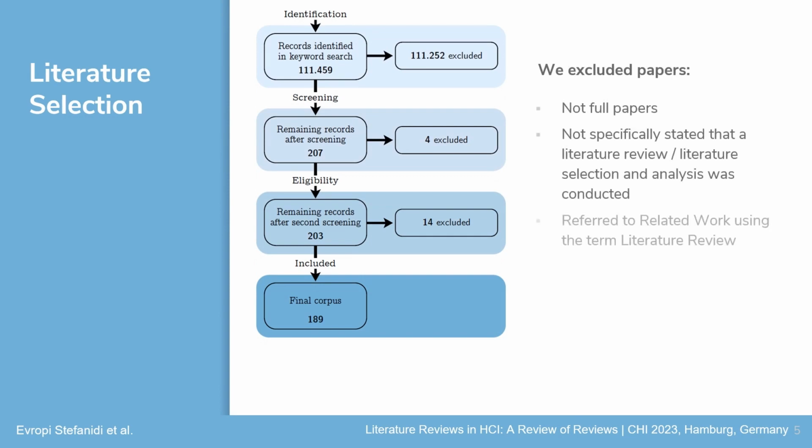Our review followed an adaptation of the PRISMA statement, structured in 4 main phases. We excluded publications that were not full papers, that did not specifically state that a literature review or a literature selection and analysis was conducted, as well as papers that use the term literature review to refer to the related work. Based on these, our final corpus included 189 papers, which we analyzed in order to address our research questions.